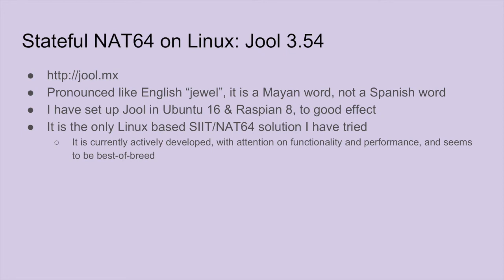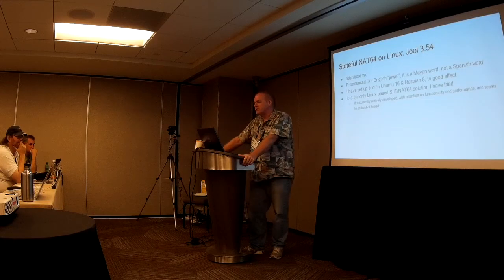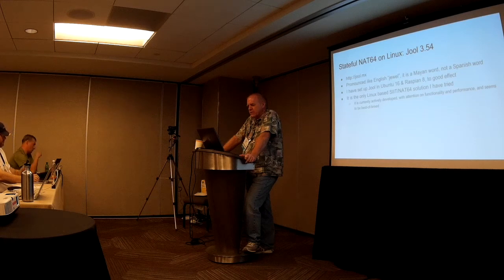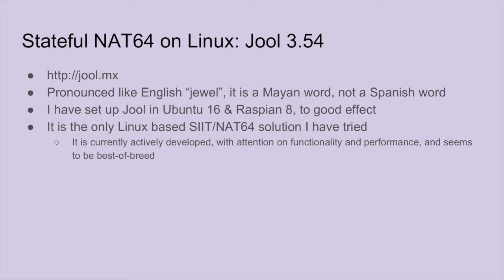I've been setting it up on Ubuntu 16, and I did Raspbian 8, which requires a kernel module compile, which is a little complicated, and I have instructions for it, which I need to publish because there's some workaround instructions on the Joule website, but I have the ones that actually use the way it's supposed to work. It is the only Linux-based SIIT NAT64 solution I have tried, and it's currently very actively developed with attention on functionality and performance. And it seems to be the best of breed.